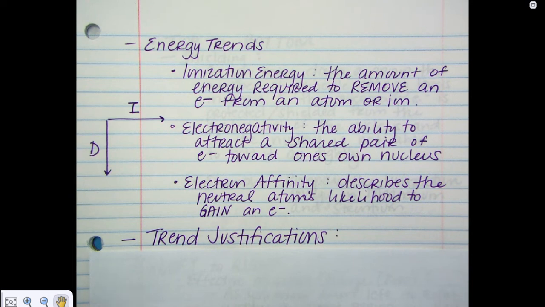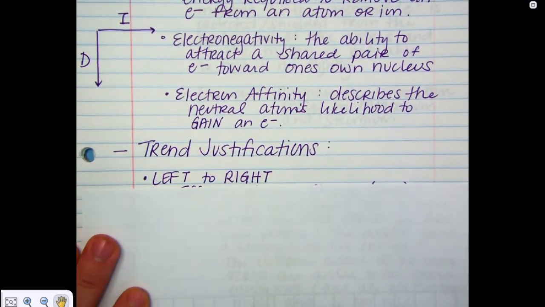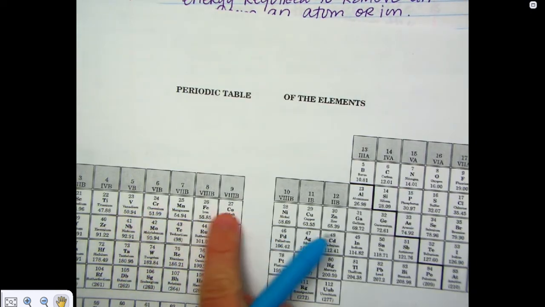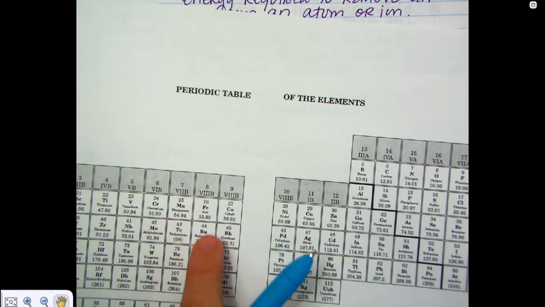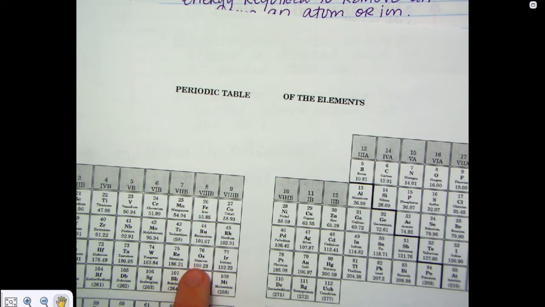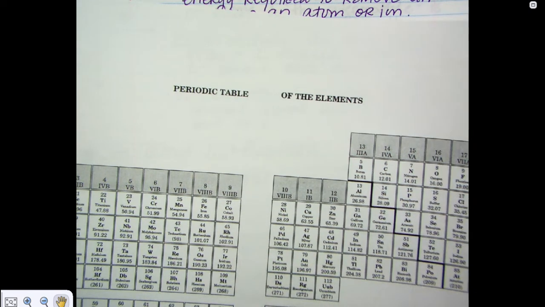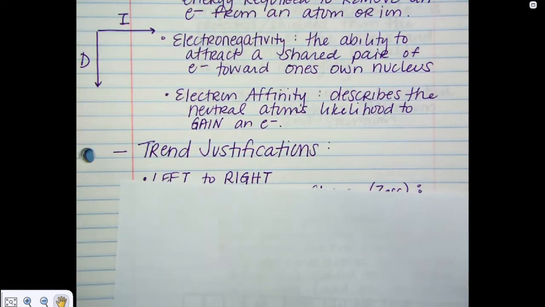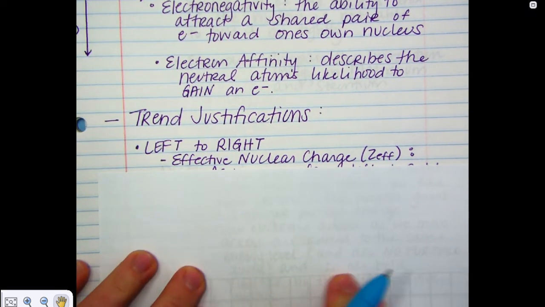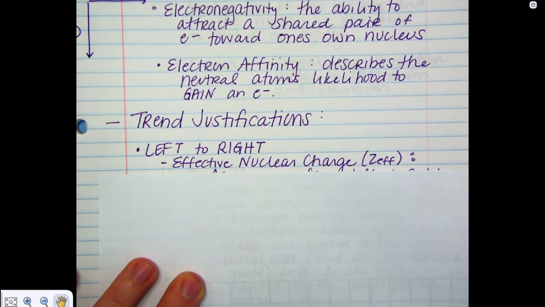So the first one we're going to look at is if I'm comparing two things left to right. So within the same period going across. Doesn't matter what period we're in, but it has to be going across. I have to be comparing two things that are on the same level. Okay. So when I'm comparing two things on the same level, I'm going to use the justification of effective nuclear charge. Effective nuclear charge we also call ZEF.